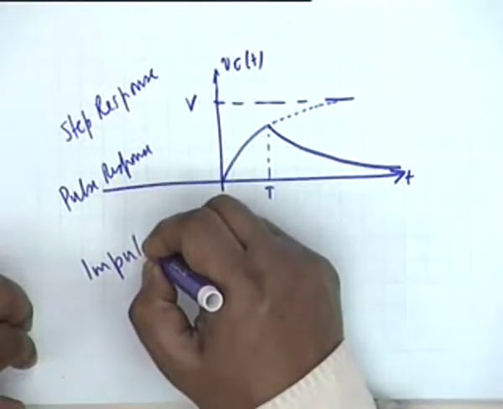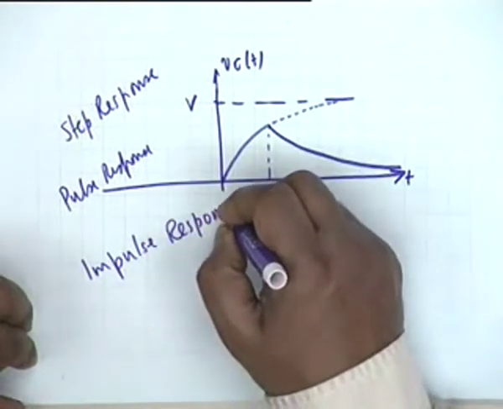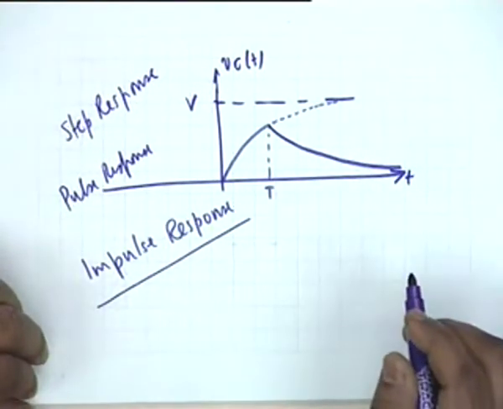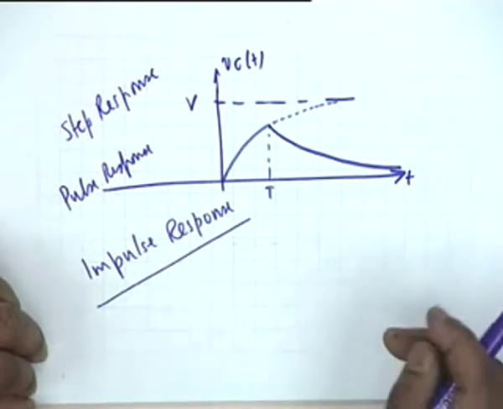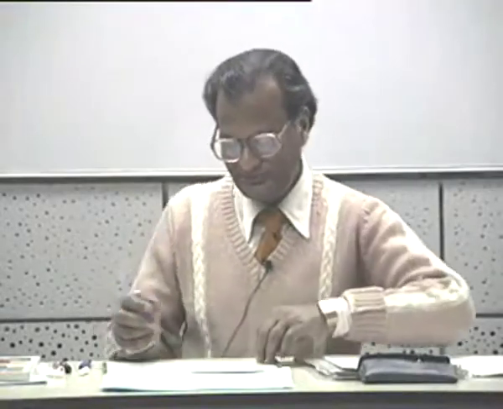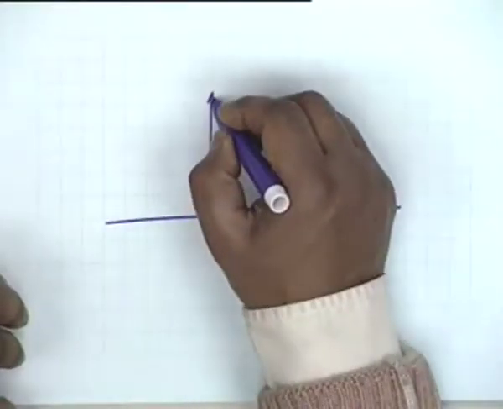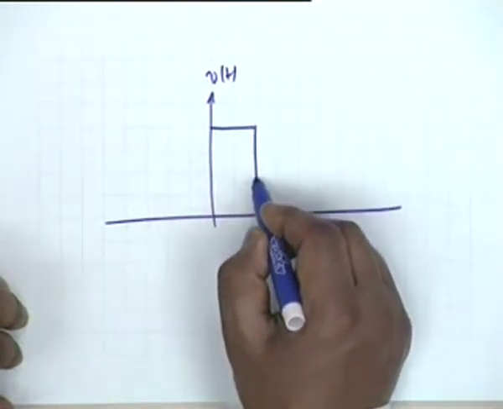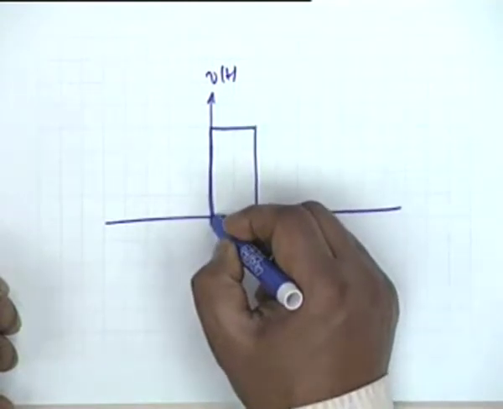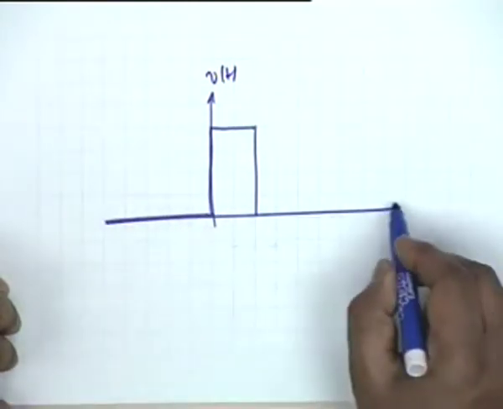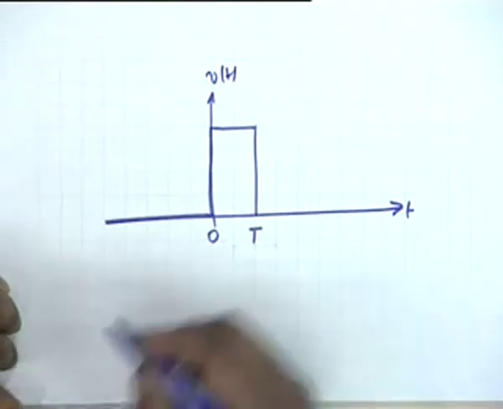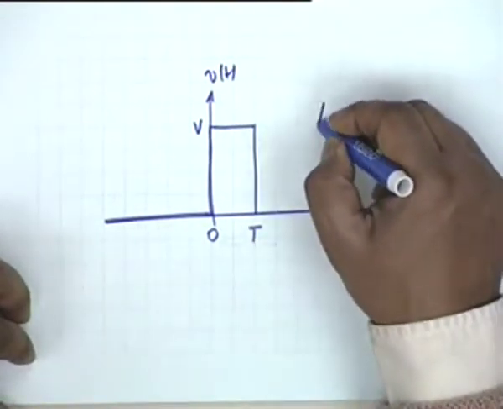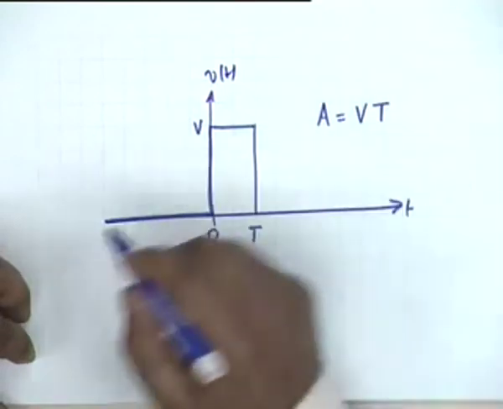Now there is also a third term called impulse response, which I want you to understand carefully. But first let us define what an impulse is. Suppose I have a voltage V of t which is a pulse like this. It is 0 for t less than 0, and from 0 to capital T, let us say this height is capital V. The area under the pulse is equal to capital V times capital T.